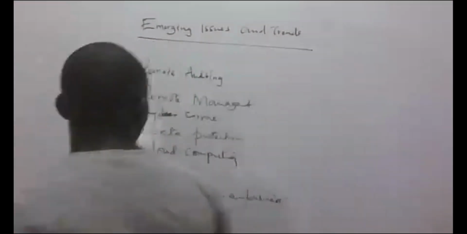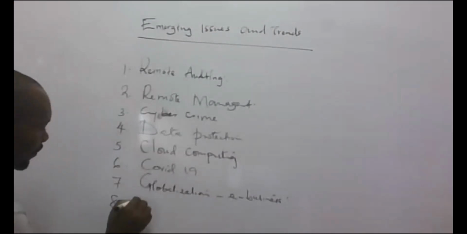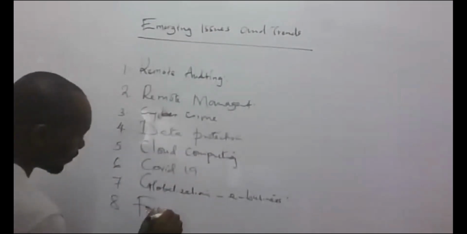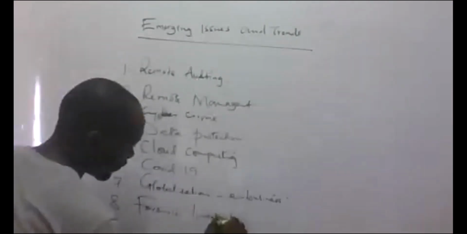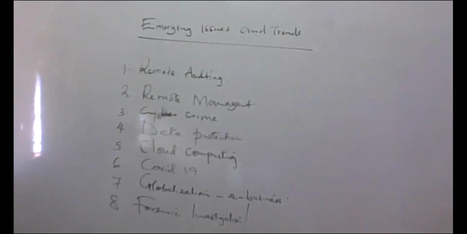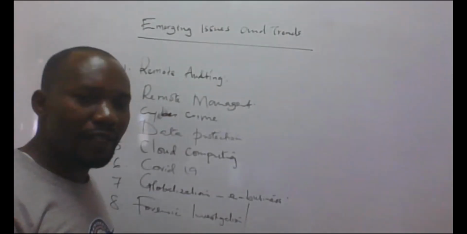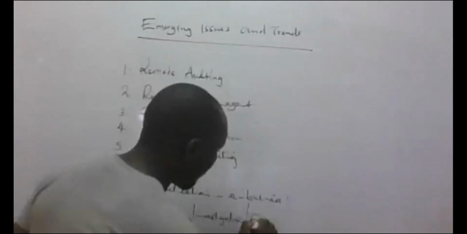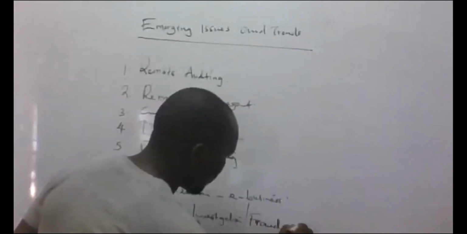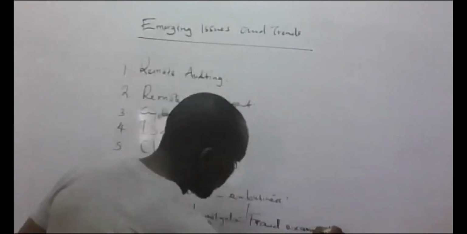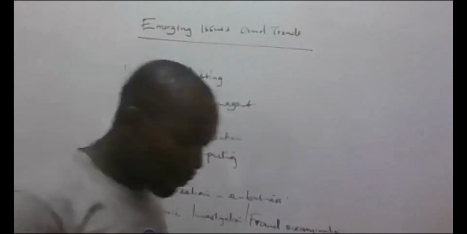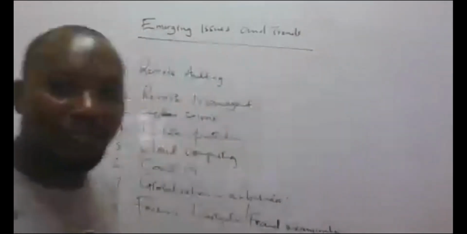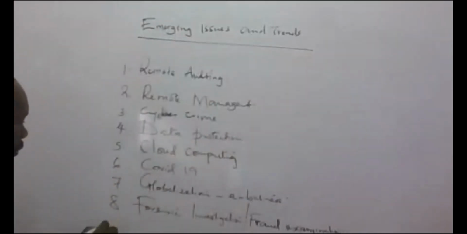So the first one, remote auditing, remote management, cyber crime, data protection, cloud computing, COVID-19 issues, forensic investigation. So under forensic investigation, we have cross examination. Those are some of the things that can come, because you see now here we have money laundering. Under fraud, we have fraud.